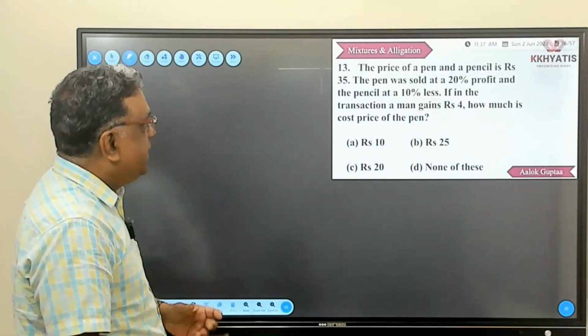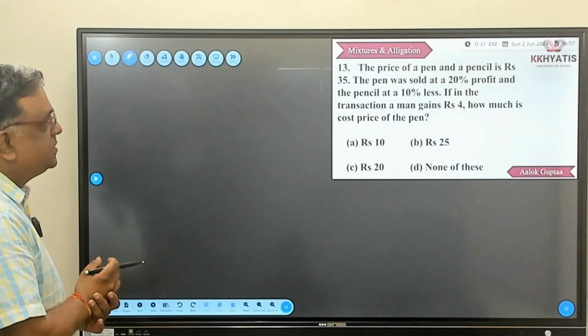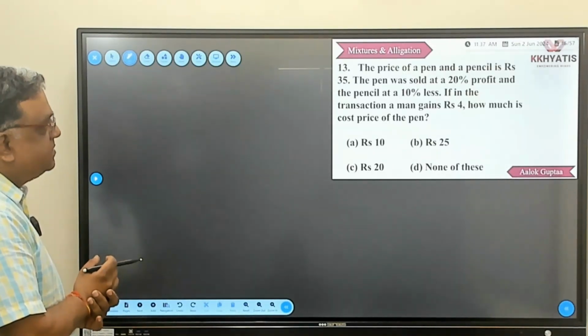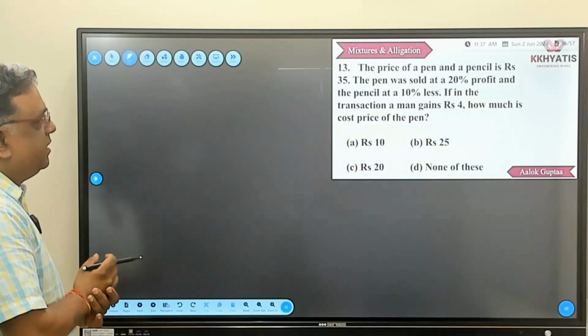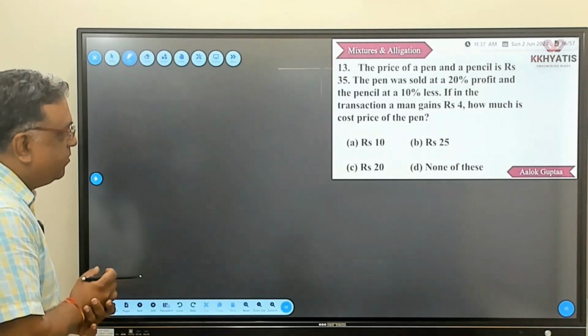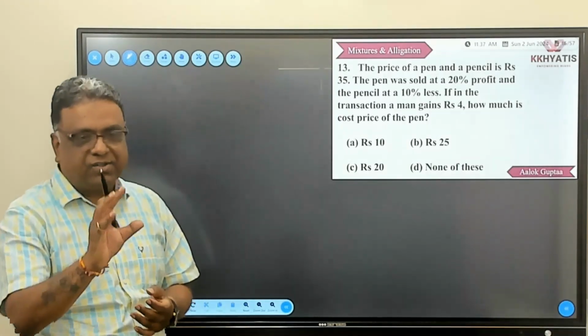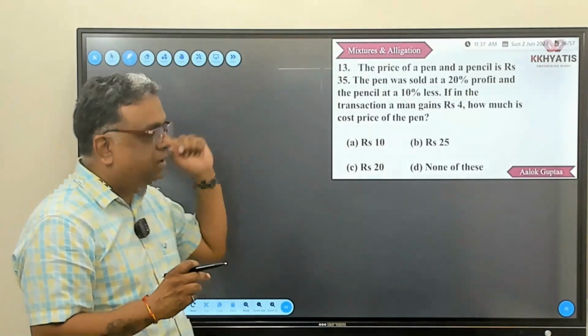The price of a pen and a pencil is rupees 35. The pen was sold at 20% profit and pencil at 10% loss. If in the entire transaction a man gains rupees 4, how much is the cost price of the pen? Very important, very good. It's a typical allegation problem, but there is one catch in this, which you are going to learn from this numerical.